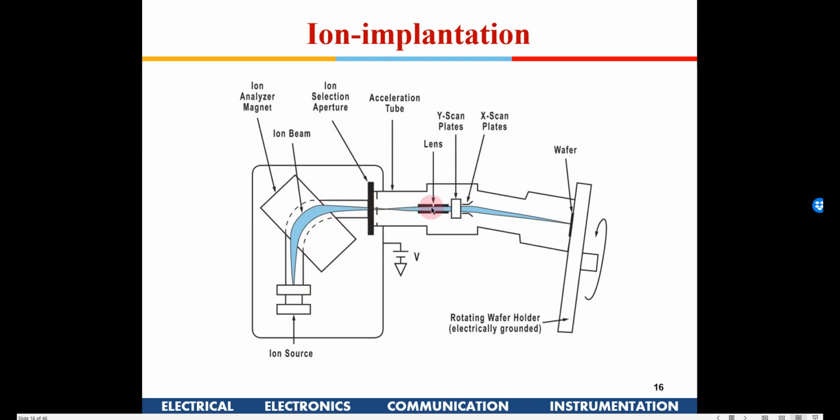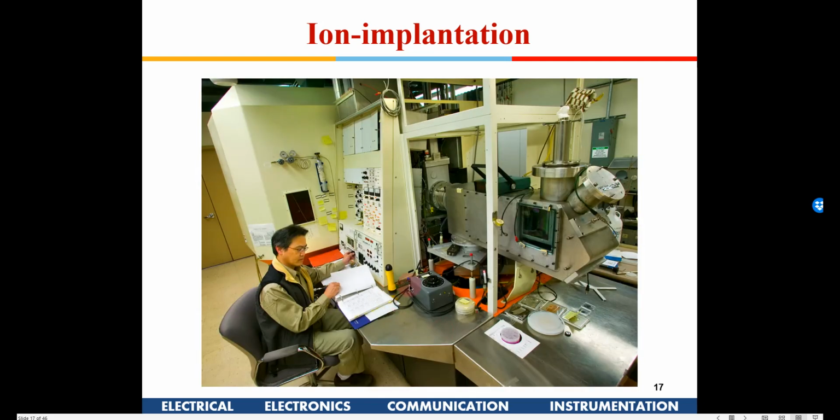That is passed here, and then you have a lens assembly, X and Y plates, to scan this beam on the wafer. If you apply potentials on the X and Y plates, this impact point can be moved anywhere on the wafer, right? That is how we do the ion implantation. This is known as ion implantation, and this is an ion implantation chamber, which looks something like this.